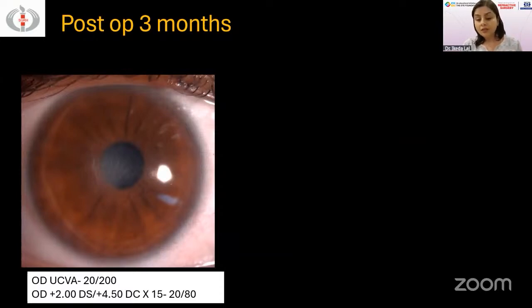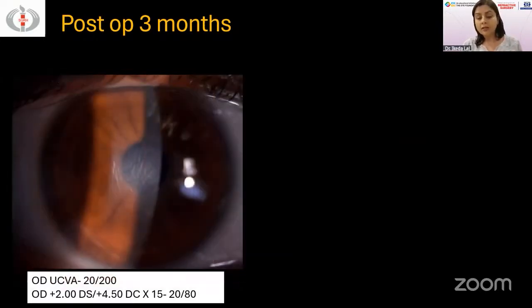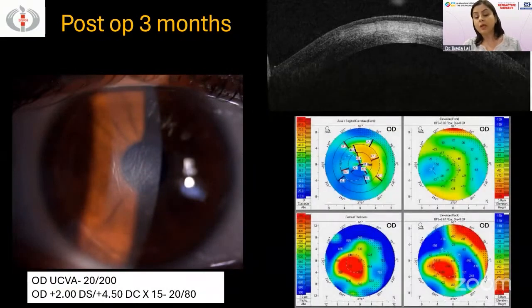There is a significant amount of irregular astigmatism as well as hyperopic shift, and we can see the kind of irregularity that is visible here on Pentacam, corresponding to the significant area of scarring. This is a little unusual as well because this is a hyperopic ablation. We do not expect this kind of inflammation to happen right in the center.